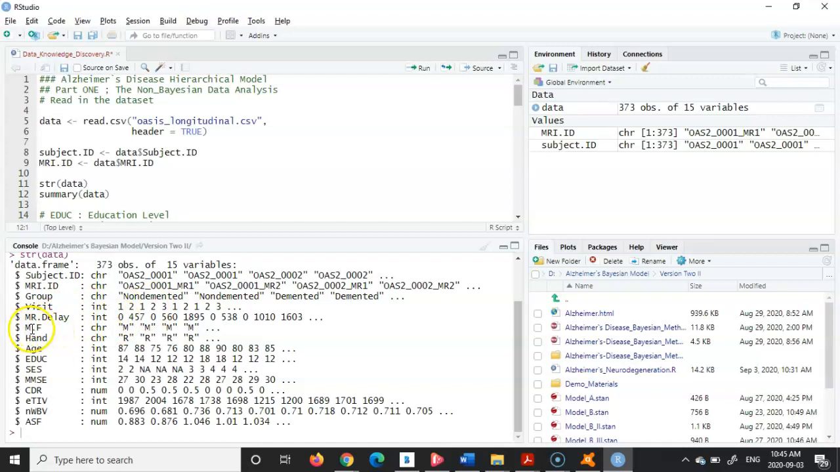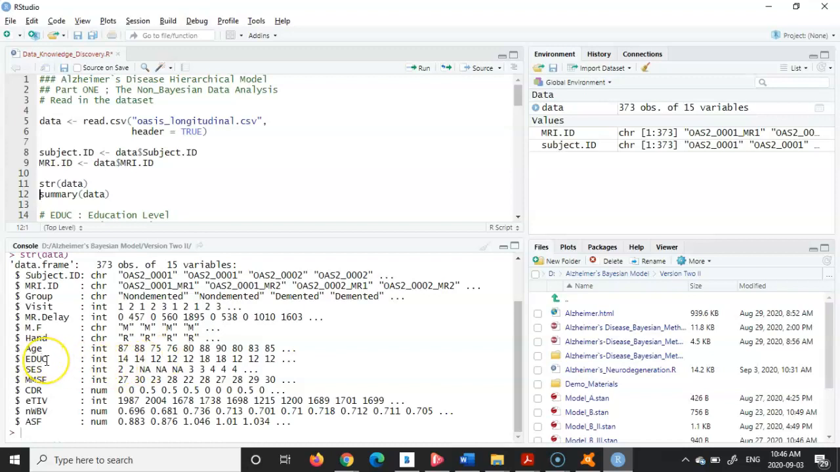We also have M/F, which is essentially gender: M signifies male, F signifies female. And we have the hand: if the person is right-handed, it is denoted by R, or if he is left-handed, by L. Also, we have the age of the patients, or the sample, which is an integer. For example 87, 75, and as I said, it ranges from 60 to 90. We are going to see that more.